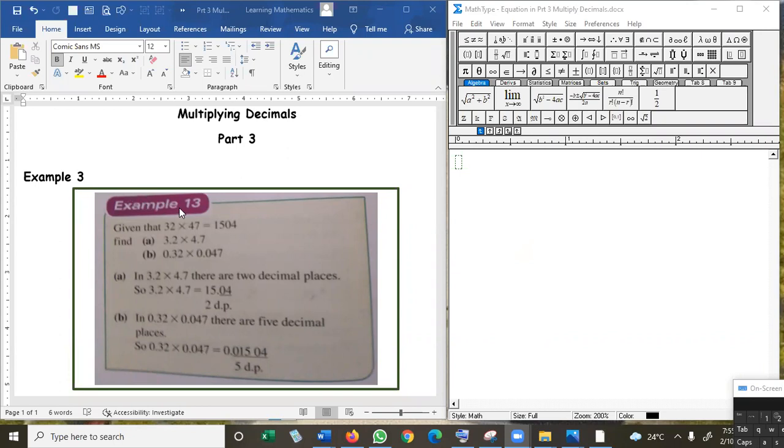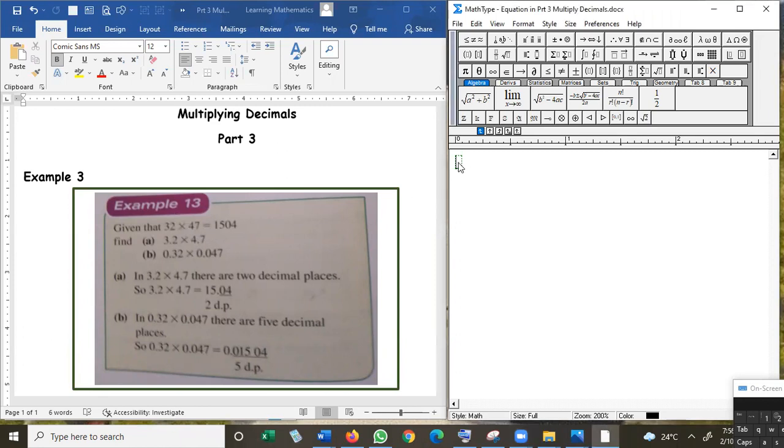And the example 13 taken from the text, so you can look at it in the text on the multiplying decimals and look at example 13. Let's analyze it together. So it's a given that 32 times 47 is 1504.